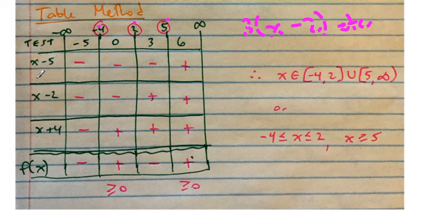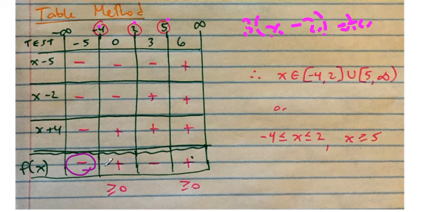When I test each of these little binomial pieces, if I sub -5 in, I get a negative. If I sub 0 in, I get a negative. If I sub 3 in, I get a negative. If I sub 6 in, I get a positive, and so on. And when you look at the end results, for example, in this region between -infinity and -4, a negative times a negative times a negative makes an overall result of negative. So that's not what I'm looking for, because I want greater than or equal to 0.